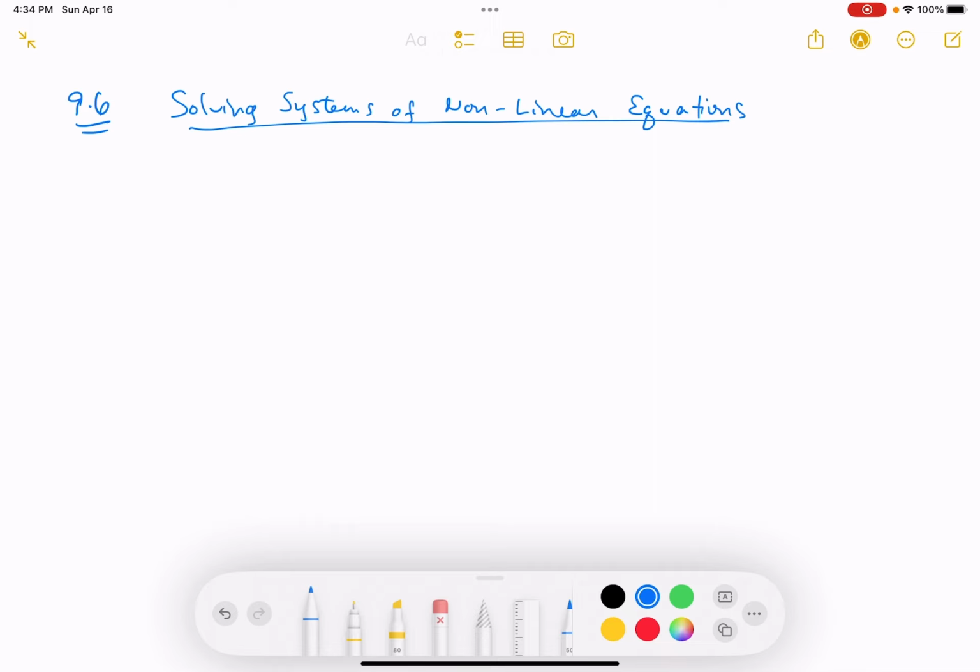Oof. So first of all, what does it mean to solve a system? A system is two equations at once, right? Two equations at once. And if we're solving a system, we're really looking for the points of intersection.